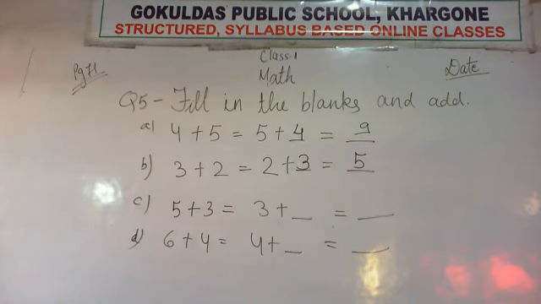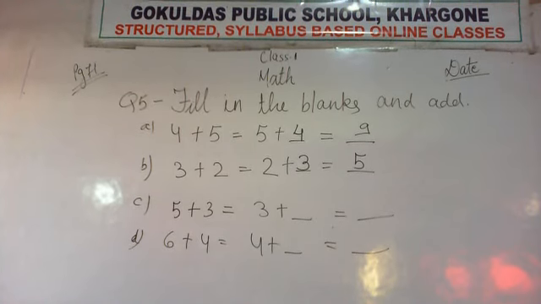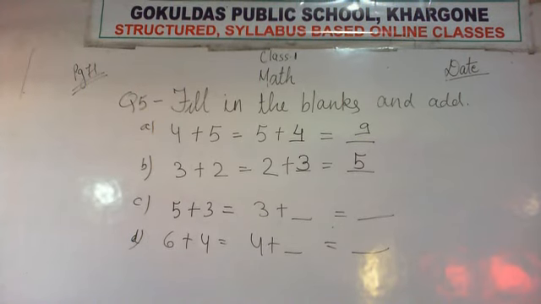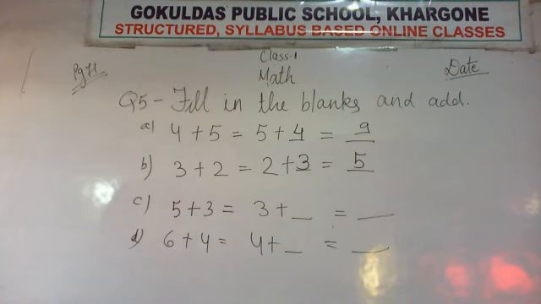Question C and D, do yourself, solve just now, fill in the blanks. 5 plus 3 is equals to 3 plus dash is equals to dash, and question D is 6 plus 4 is equals to 4 plus dash is equals to dash. Try to solve both questions C and D.